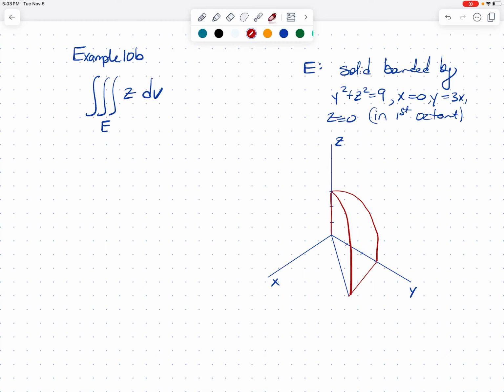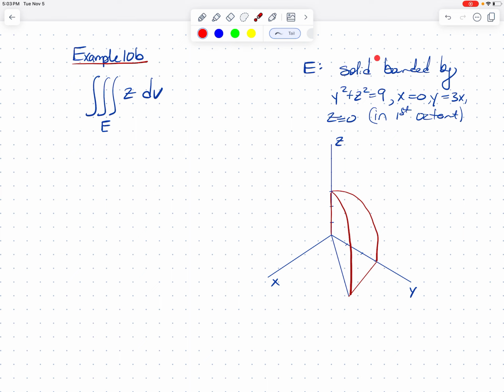Hey guys, I wanted to work through the solutions to example 10b with you. We'll do it first directly in Cartesian, and then we'll switch it to cylindrical in the second solution. So when you set this thing up in Cartesian, you need to look at the solid that you're integrating over.